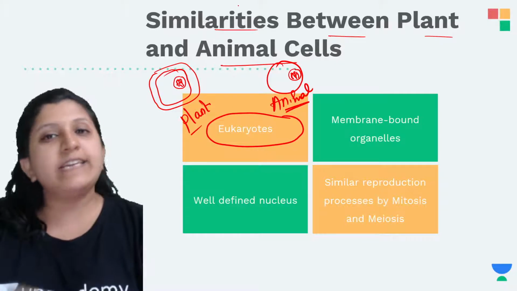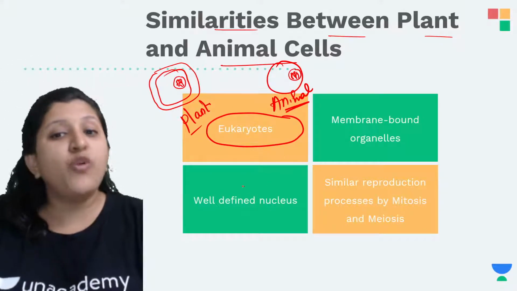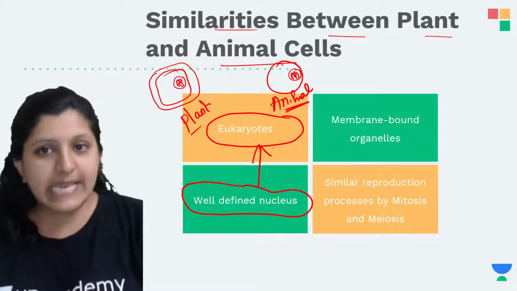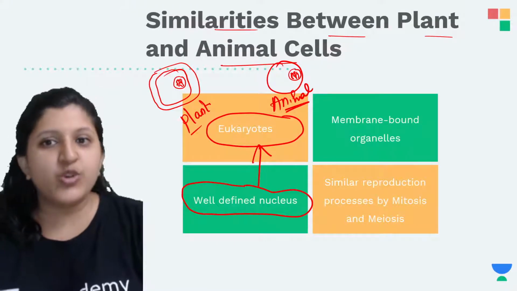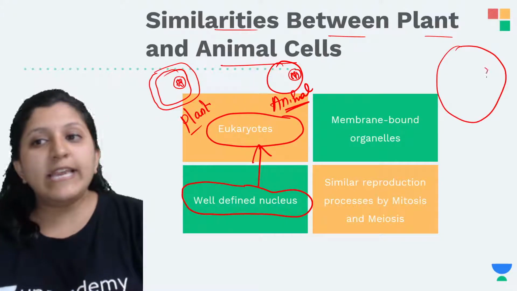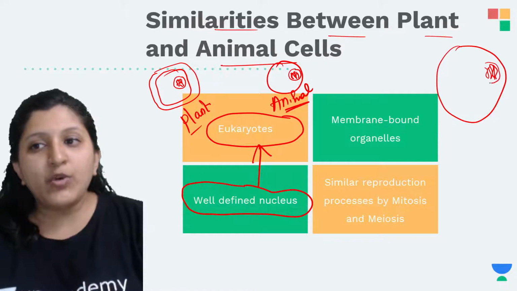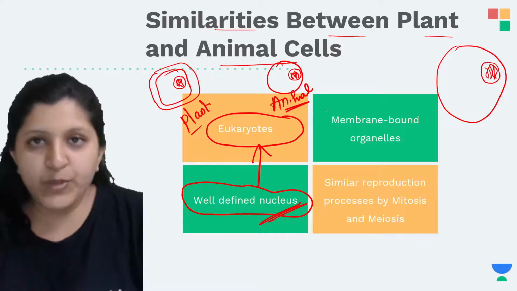Similarities: both of them are eukaryotes. That means both have a well-defined nucleus. It is the same thing, and that we call a eukaryotic cell. You can see that a cell will be there, and the DNA is not suspended freely. The DNA is covered by a nuclear membrane, and that itself is a well-defined nucleus.